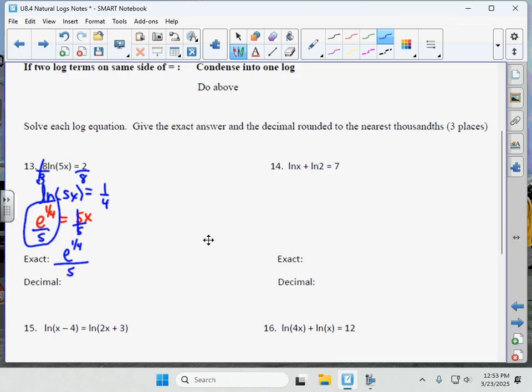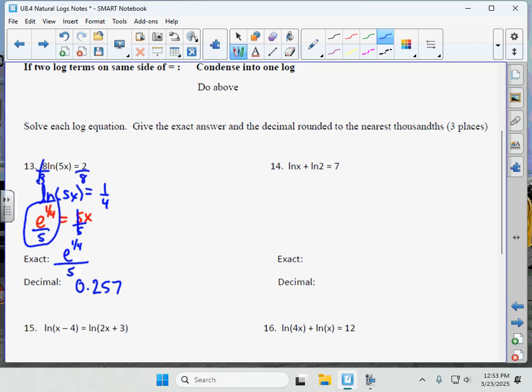Now let's go ahead and give a decimal answer. All right, and so find your e button. Again, it's just above the ln. So e to the 1/4. Okay, we can hit equal sign. It's going to be like 1.2840. Then just hit divided by 5. All right, and then again, we're going to round to 3 decimal places. So 0.257. That's the decimal.